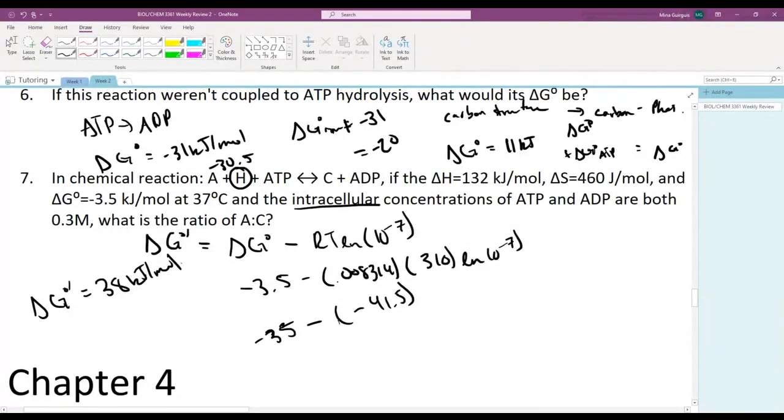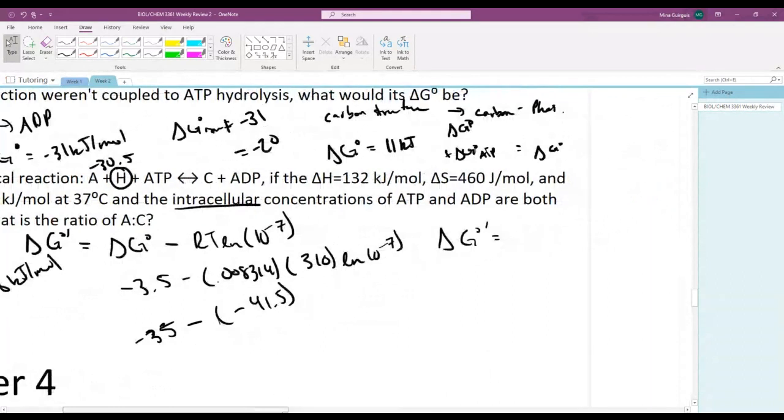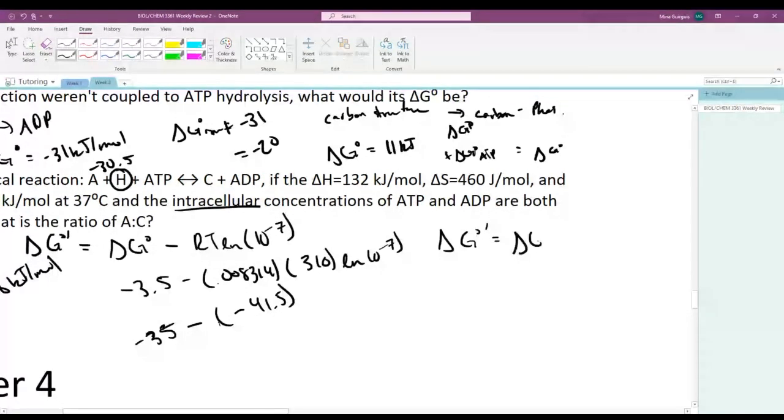Okay, awesome. So now we have our delta G naught prime. Are we done? No, because we don't have the actual answer. We need the ratio of A to C. So let's go ahead and find that ratio. So we know that our delta G naught prime is equal to delta G naught, which is kind of repeating that step, plus RT ln of Q.